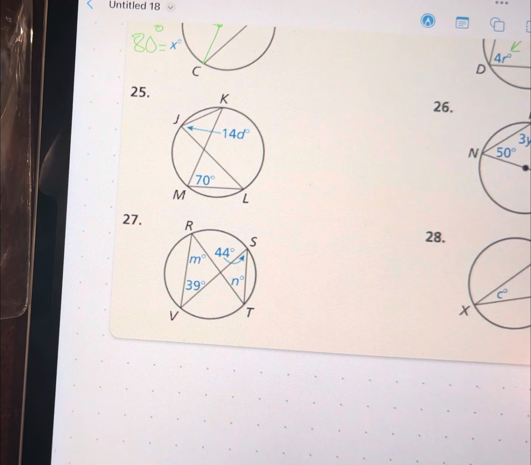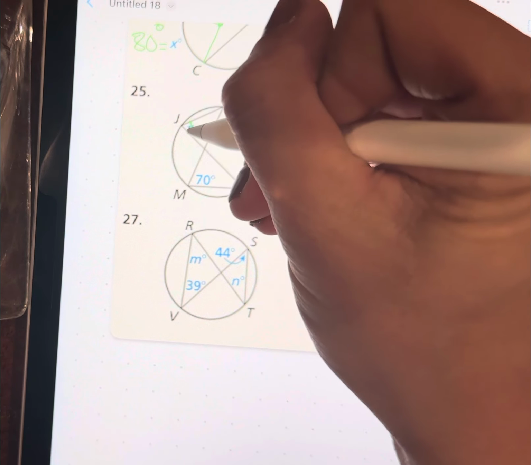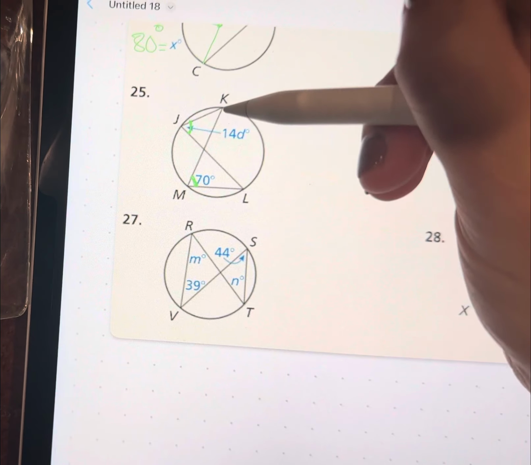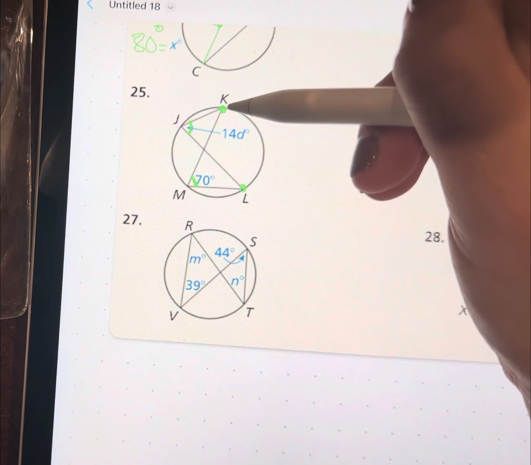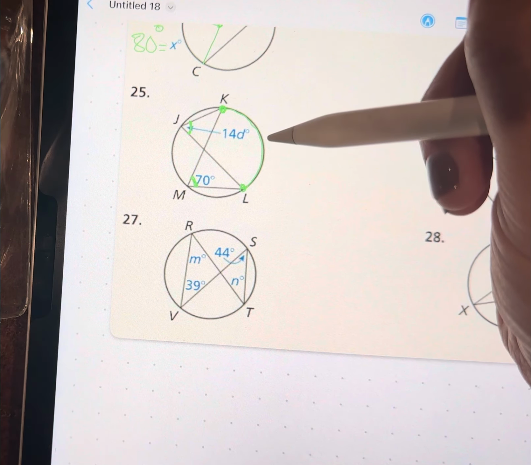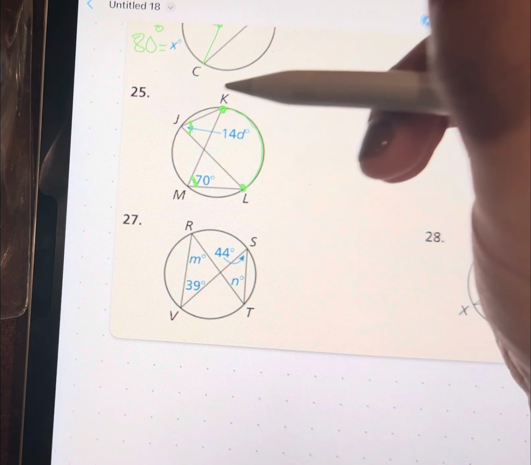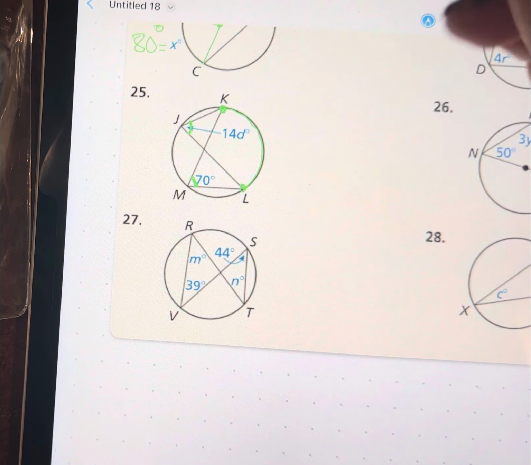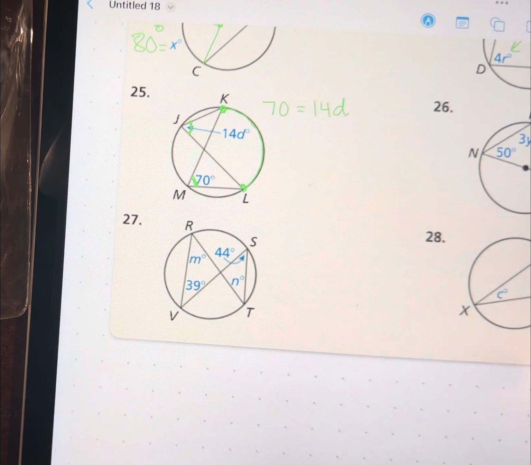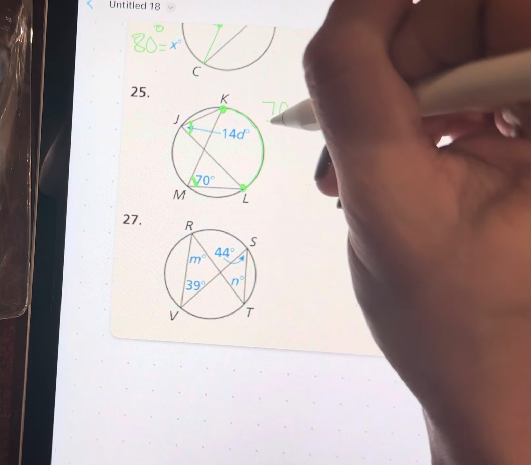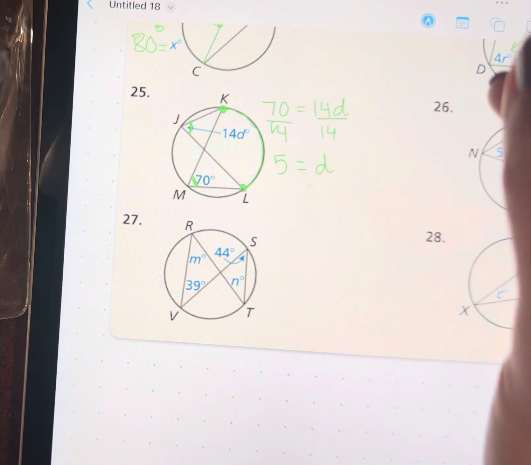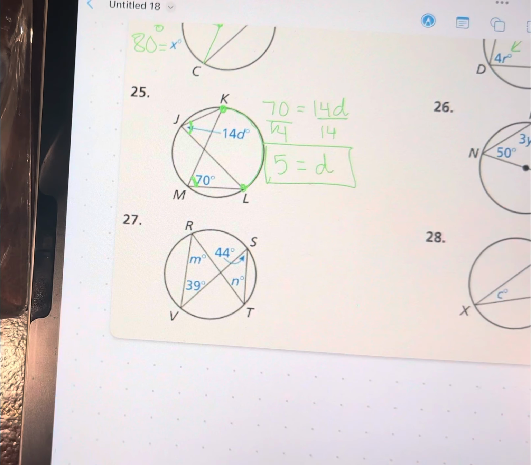Okay, so here is something special. Here we have this angle and this angle, both opening up to the same intercepted arc. I don't need to know what the arc is. I know these angles have to be congruent because they've got the same arc. So I know that that 70 must equal the 14D. Divide by 14. And then I've got D equals, what is that, 5? I think so.